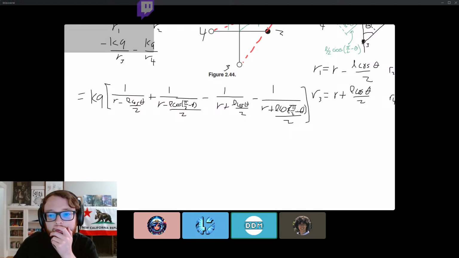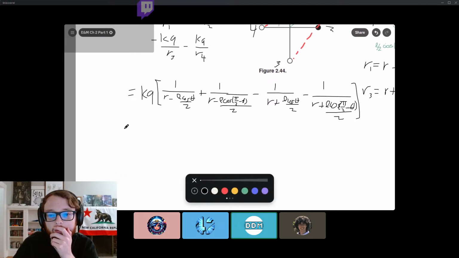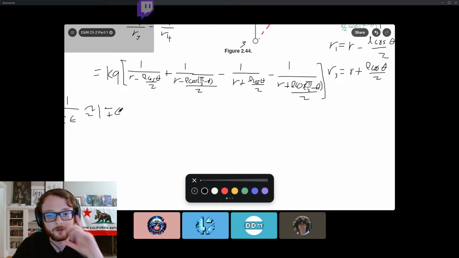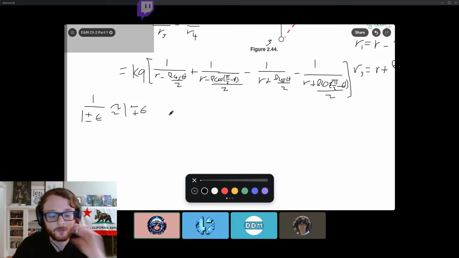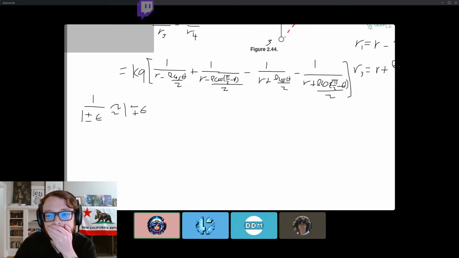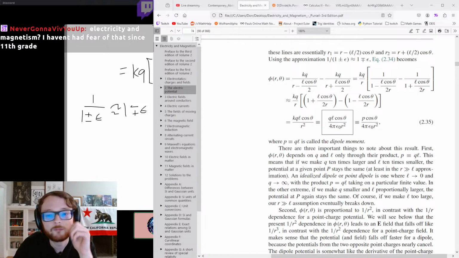And from that point, they say to use the approximation that 1 over 1 plus or minus epsilon is about 1 minus or plus epsilon. That's not epsilon, is it? Is that something they use? Because looking at equation 2.35, it looks kind of like they found common denominators and then dropped the common denominators. Yeah, it does look like that. I think that might be a coincidence. Oh no, wait, they say it right up above.